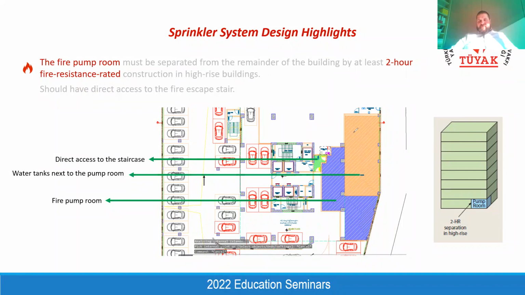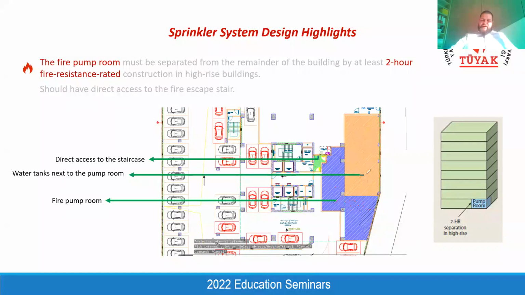This is also important. At the first stage of the project, you need to decide the location of the water tanks, and just next to the water tanks, there should be a fire pump room, which is directly connecting to the staircase. And then you give this location to the MEP designer, mechanical designer, and they check whether the fire pump room area is adequate to put the fire pumps in.